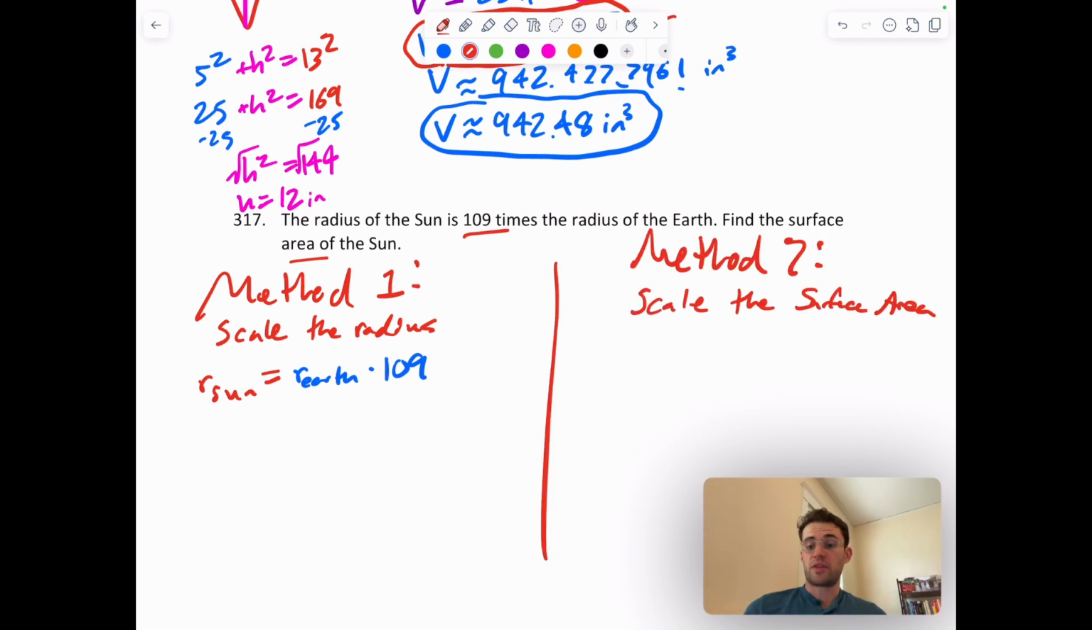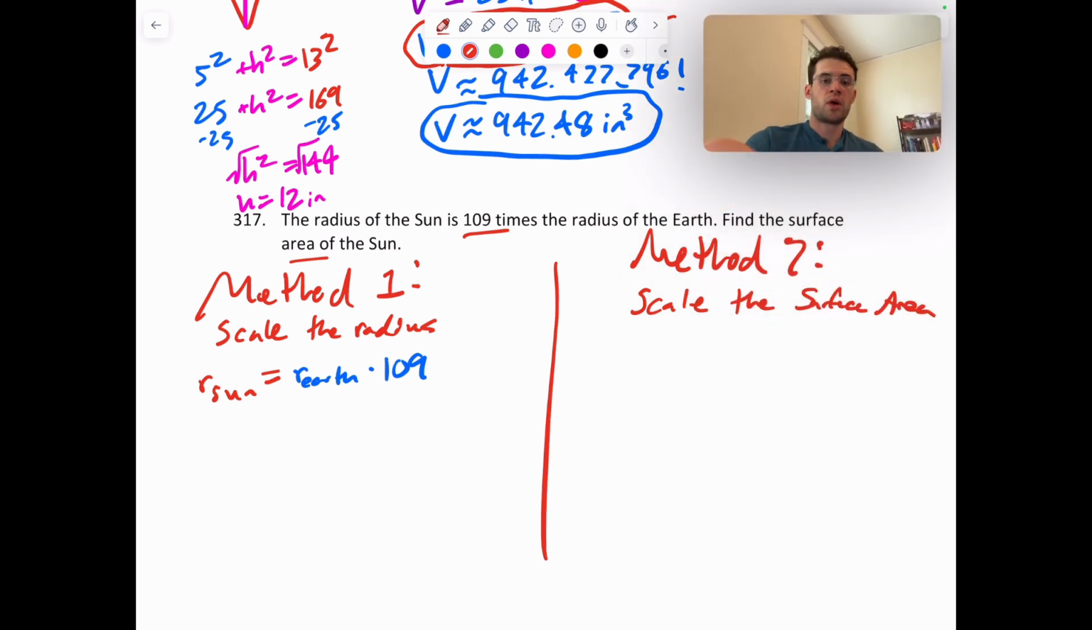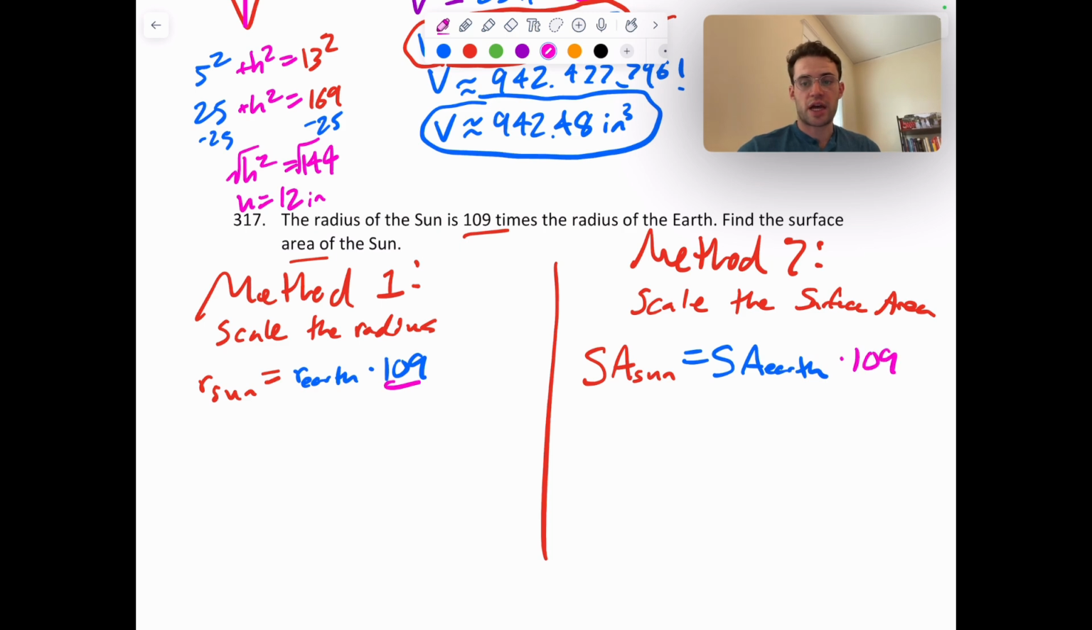Right, since we already found the surface area of the Earth in the previous problem, we could just scale that appropriately. In that case, we know that when you scale up an area, you have to scale it in 2 dimensions. So you're actually multiplying by the scale factor twice, or the scale factor squared. So we would say the surface area of the sun is equal to the surface area of the earth times k squared. In this case, our k is 109, so times 109 squared. Because we already have the surface area of the earth, this method would be faster, but I'll just show that both methods will get you to the same answer.